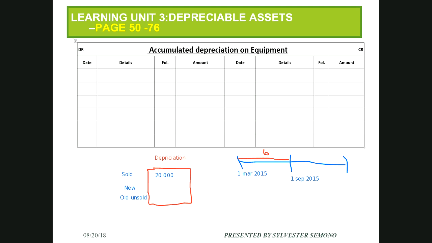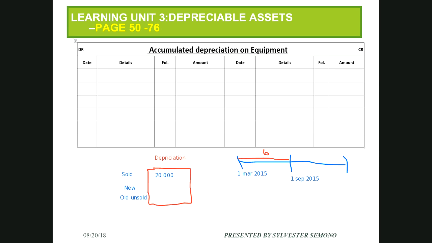Multiply by how many percent? Remember, 20%. But remember, we can only depreciate from the date we bought it. When did we buy this particular asset? I remember they said on the same day, meaning on the same day when we sold, we bought a new asset. So when did we buy it? From the 1st of what? September. March. Does that make sense?